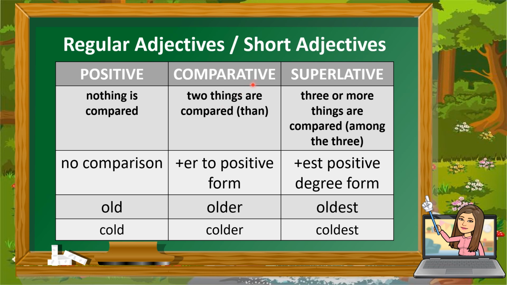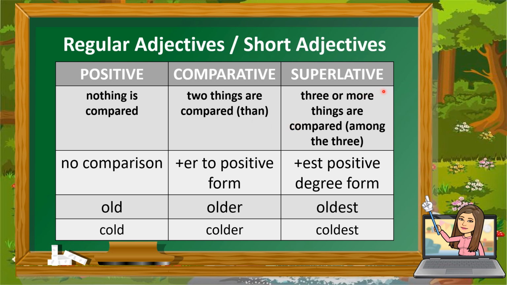In comparative degree, we are having two things to compare. Okay? Two things are compared in comparative degree. So meaning to say we have two nouns and then two adjectives to describe those. Okay? And then there is a clue word than.